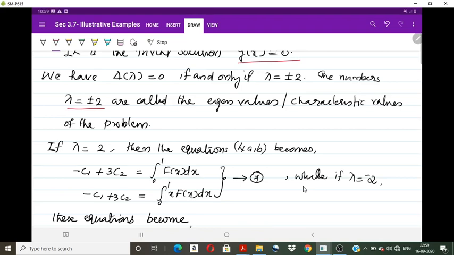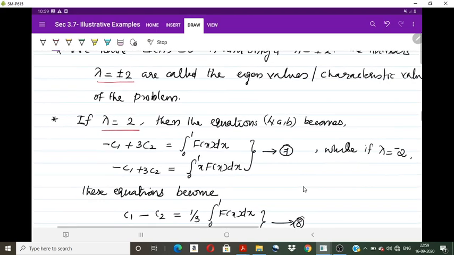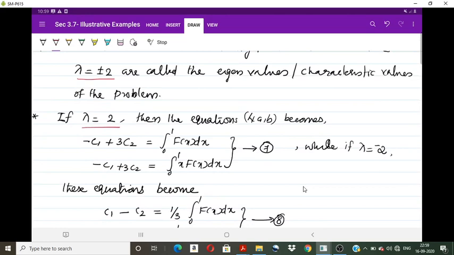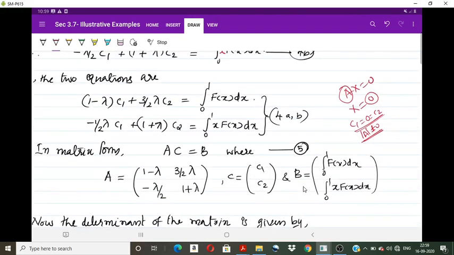Now we will see the solution in each case, lambda equal to plus 2 or minus 2. A unique solution will exist only in the case where delta of lambda is not equal to 0. Now if delta of lambda is equal to 0, lambda has two possibilities, either plus 2 or minus 2. We consider each case. Suppose we take lambda equal to 2. We look at the equations 4a and 4b.